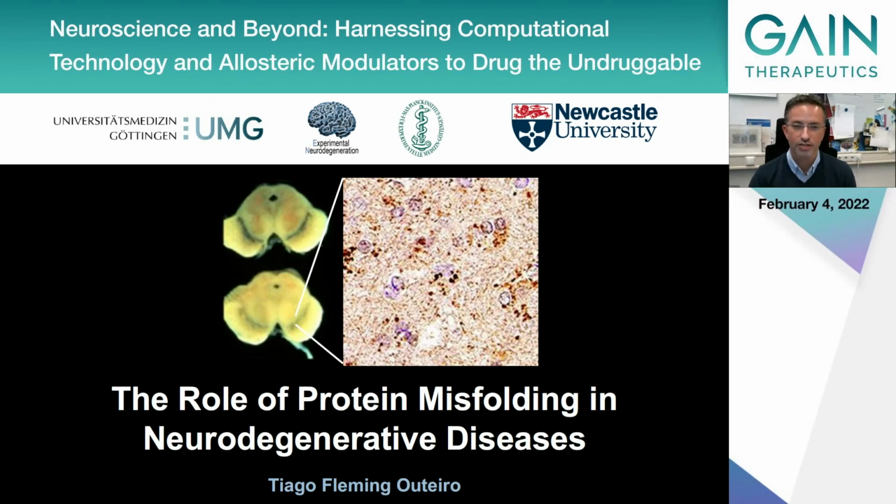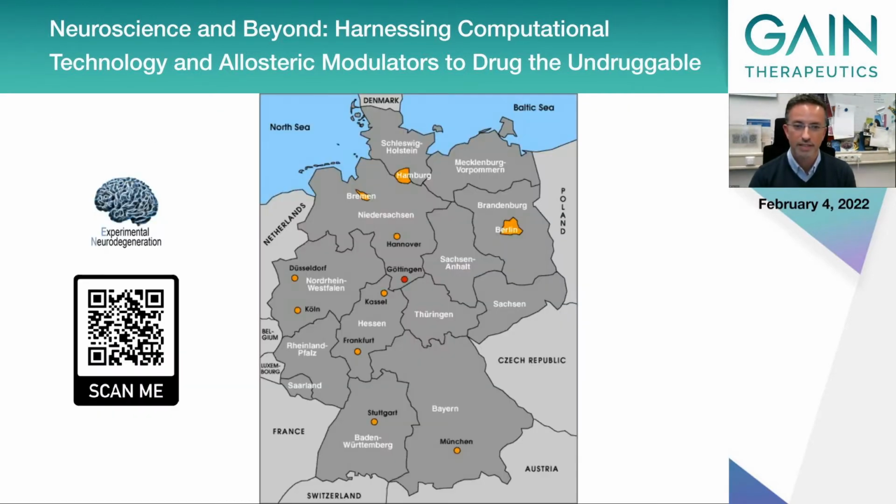As you heard, I'll talk to you about different types of diseases. These are neurodegenerative diseases, and they are associated with the accumulation of misfolded and aggregated proteins in the brain. So next slide, please. As you heard, I'm talking to you from Göttingen in the center of Germany, and we do our research here at the University Medical Center in the Department of Experimental Neurodegeneration.